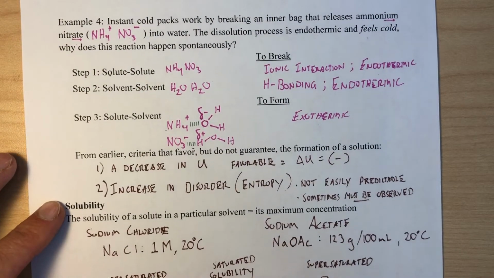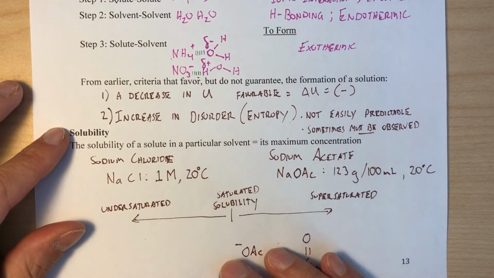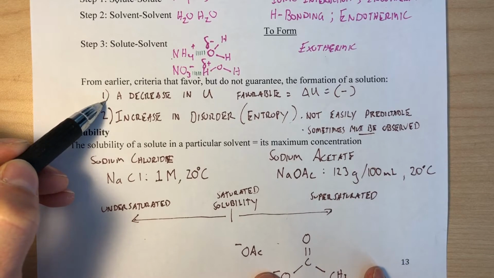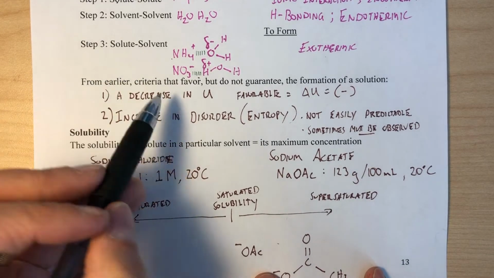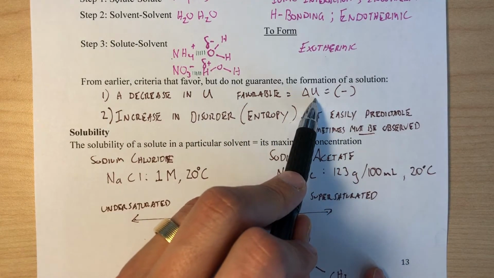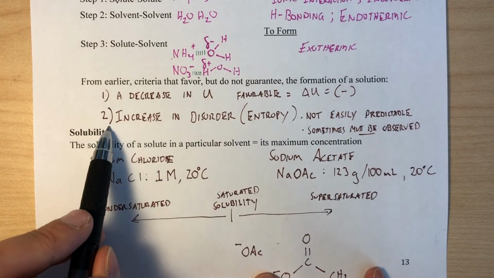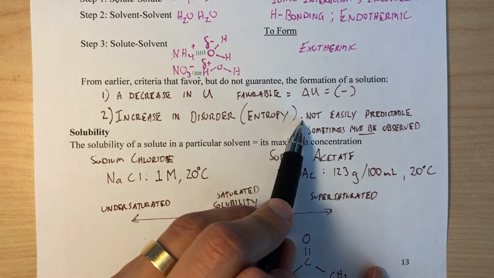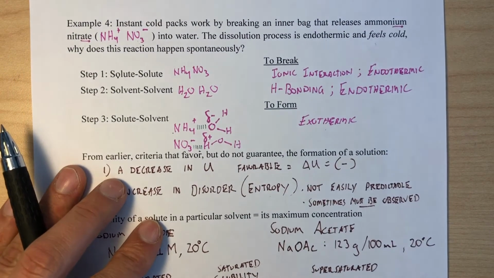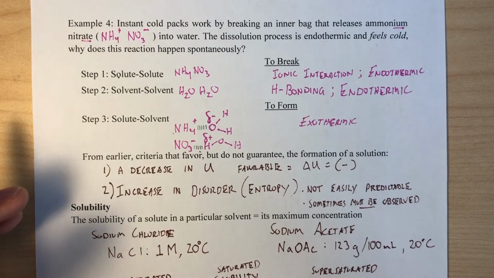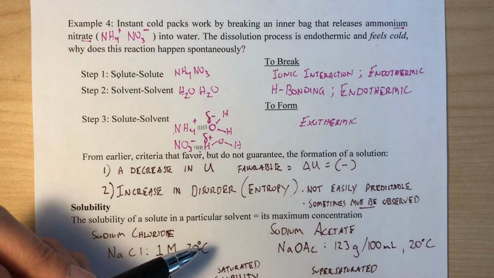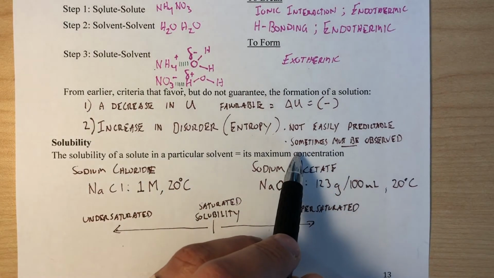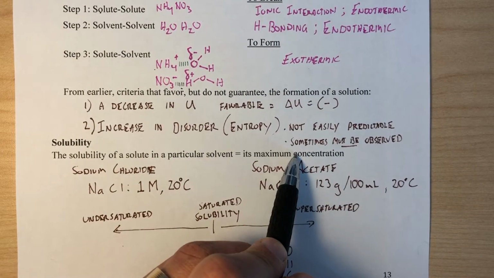So why in the world would that be happening? That has to do with our two criteria for the formation of a solution. Generally, we're trying to decrease energy of the system. So a decrease in energy, so when we have a delta U that is negative, that's really favorable. We're also trying to increase disorder, entropy. That is not always predictable. So here, it's really difficult to predict whether these types of reactions would increase or decrease entropy. Sometimes you have to simply make an observation to determine whether entropy is increasing or decreasing.